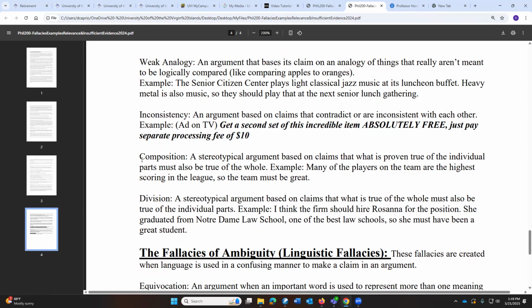Then we have composition and the similar one, division. A stereotypical argument based on claims that what is proven true of an individual must be part of the whole. Many of the players on the team are the highest scoring in the league, so the team must be great. Well, that doesn't always happen. Sometimes there are a couple of really good players on the team, or a lot of good players, but the team just can't get it together and play as a team. And they end up losing a lot of games because they don't do well together on the field or on the court. So it doesn't matter so much for the individual players. It matters how the team plays together, whether or not they'll win.